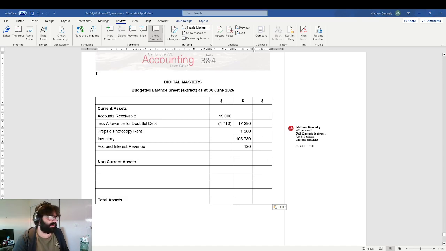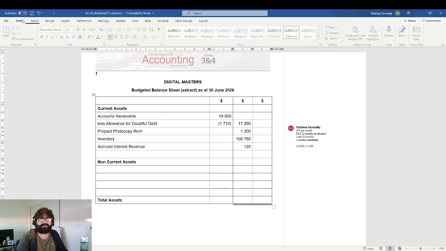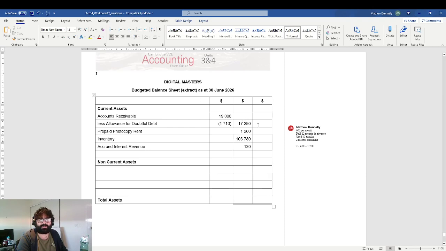Enough about formatting. Let's go 17290 plus 1200 plus 106780 plus 120 is 125390. Okay, for whatever reason, that just went that way. Sure, why not?